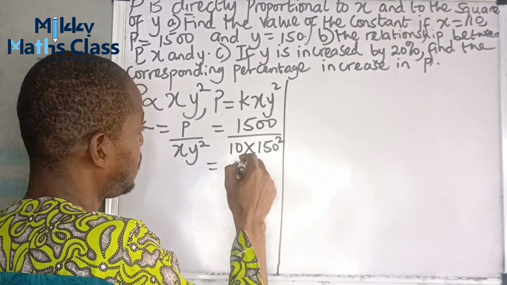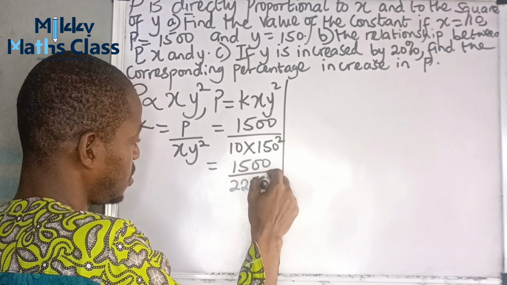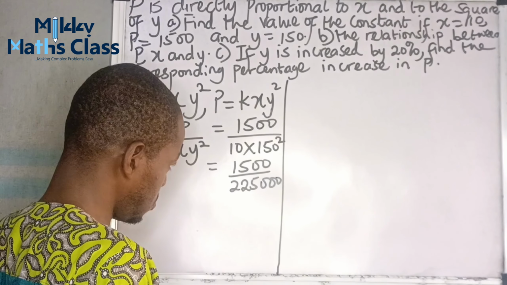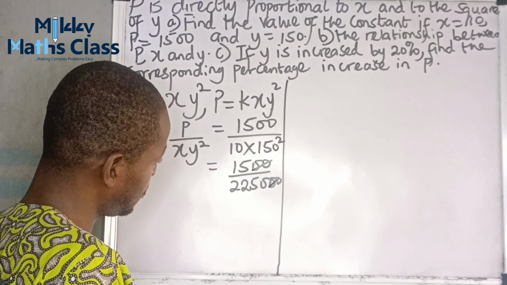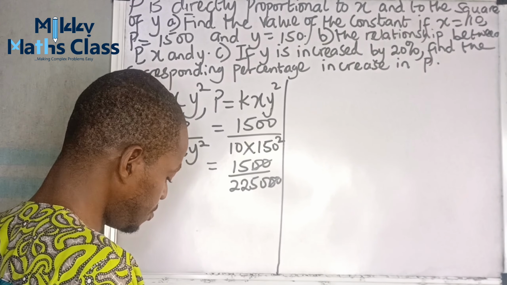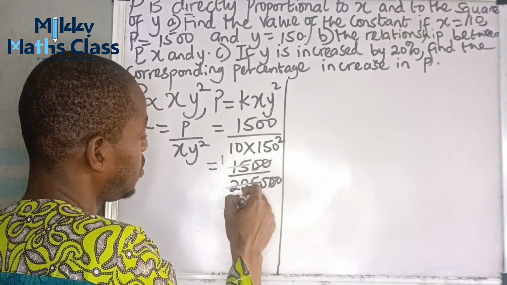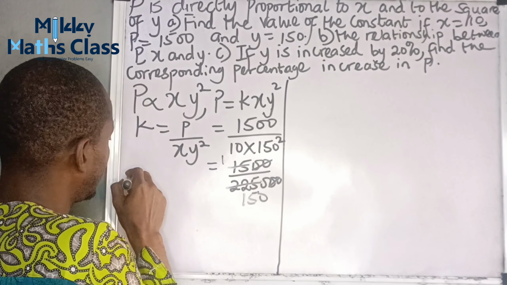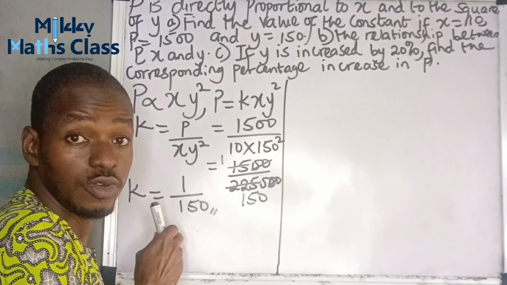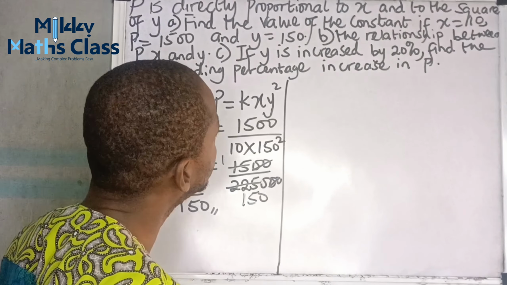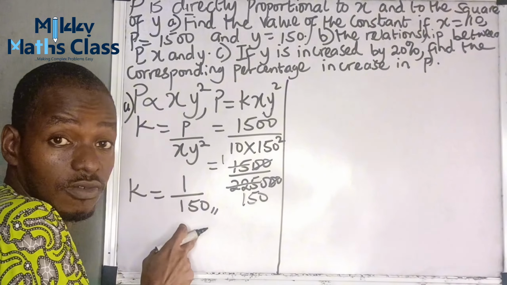So this is 1,500 over 225,000. So we cancel the 0s here. We are left with 15 here, 1. 15 here will give us 150. So our K is equals to 1 over 150. So that's the value of our constant. Let's look at the B part. So this is the A part. The value of our constant is 1 over 150.